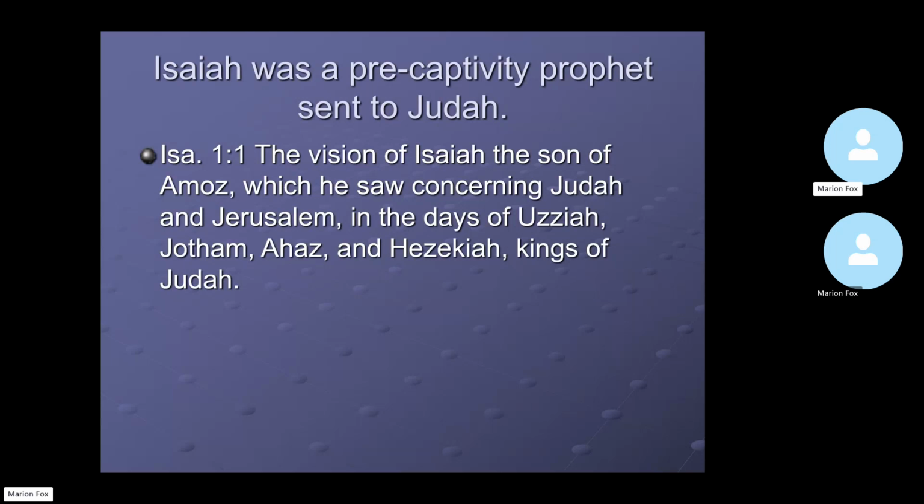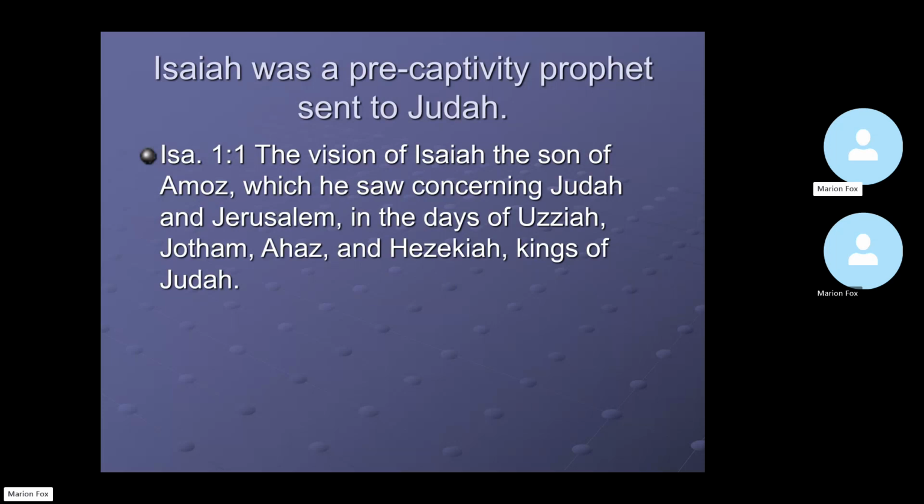In Isaiah 1:1, the vision of Isaiah, the son of Amoz, which he saw concerning Judah and Jerusalem in the days of Uzziah, Jotham, Ahaz, and Hezekiah, kings of Judah. Now, Isaiah tells us what kings were reigning during the time he was prophesying. And the vision would probably be a series of visions that he saw concerning Judah and Jerusalem in the days of these kings. And this was an extended period of time.